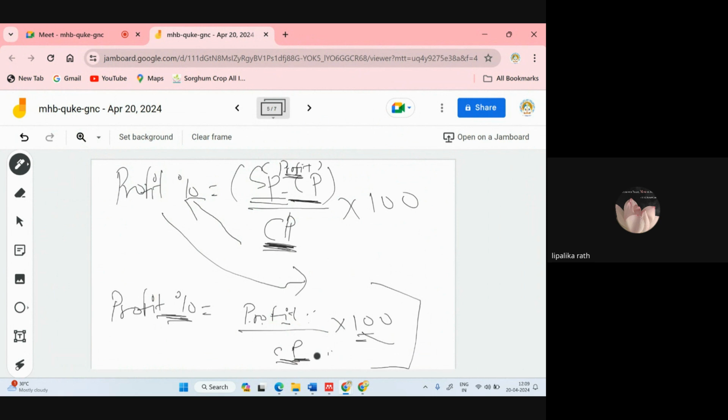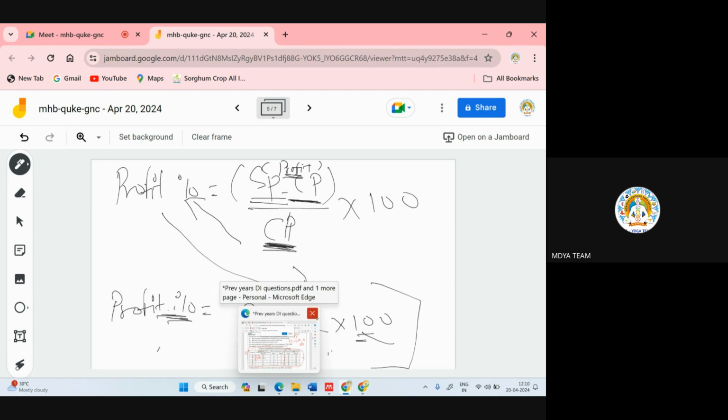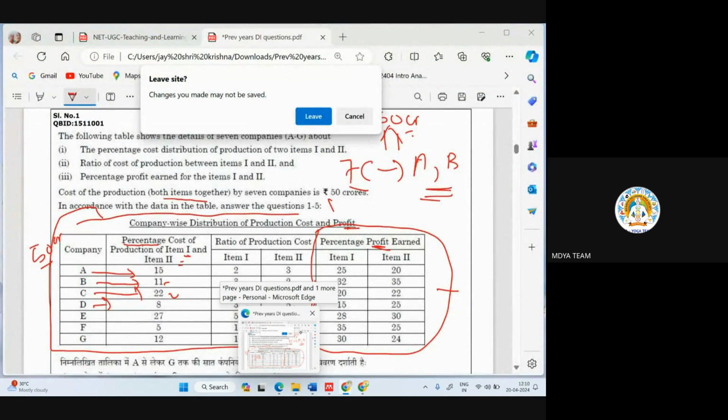Sir, you are telling that if cost price is not given but profit percentage and profit are given, so we take the cost. Yes. So you will shift the cost price this side. Here it is in division, so on the left side it will come in multiplication. It will come in the numerator.